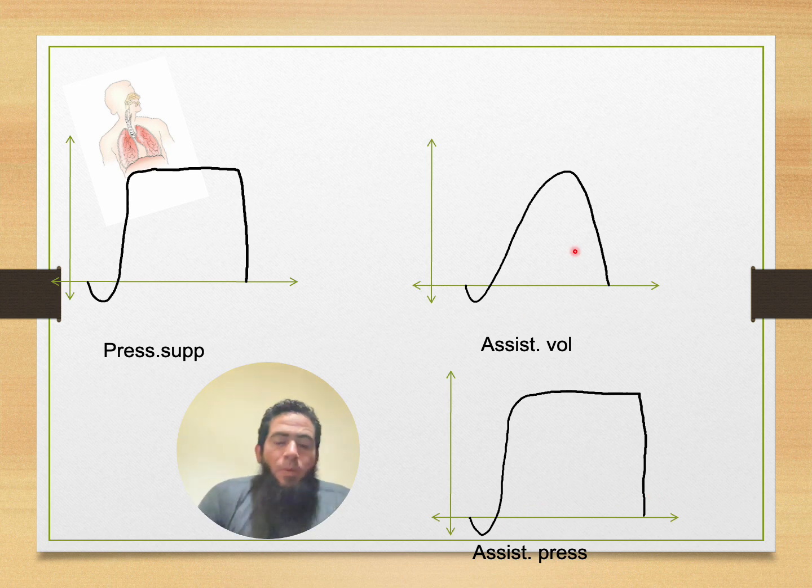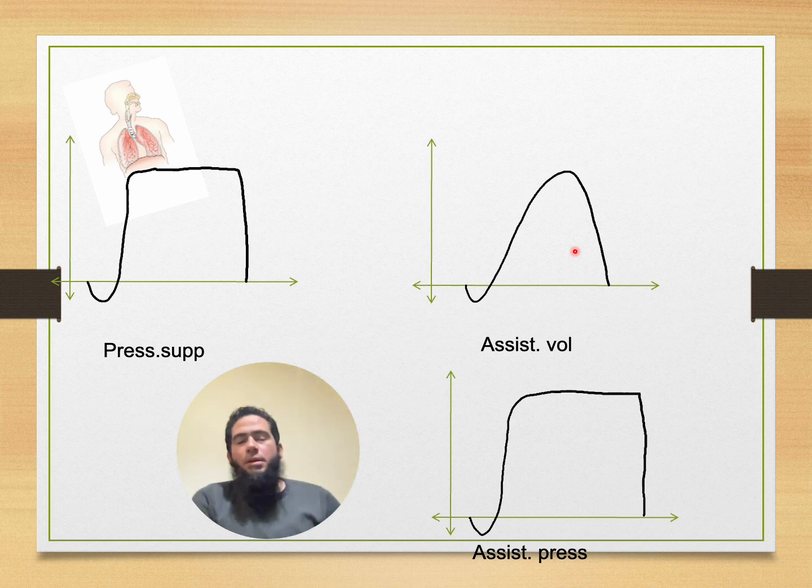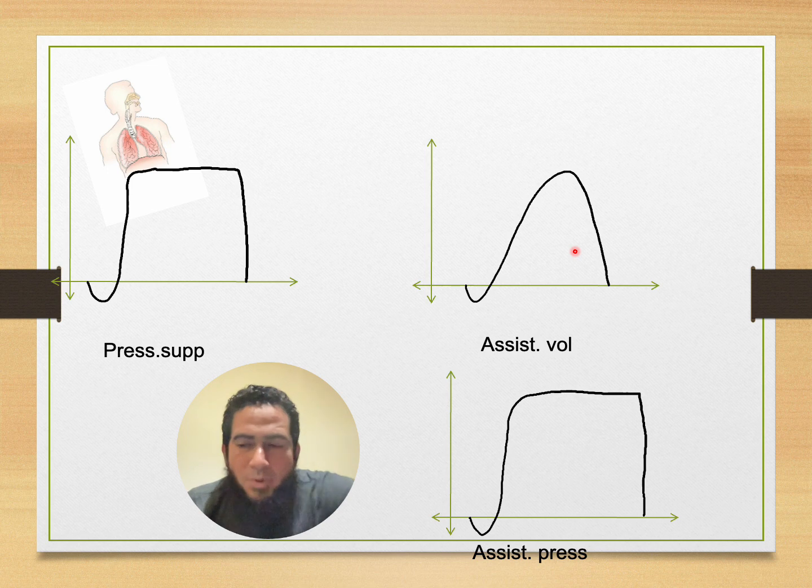Okay, so we talked about the spontaneous breathing, the volume controlled mandatory, and the pressure controlled mandatory. We talked also about the assisted breath volume controlled and assisted breath pressure controlled. And the last thing we'll talk about actually is the pressure support.